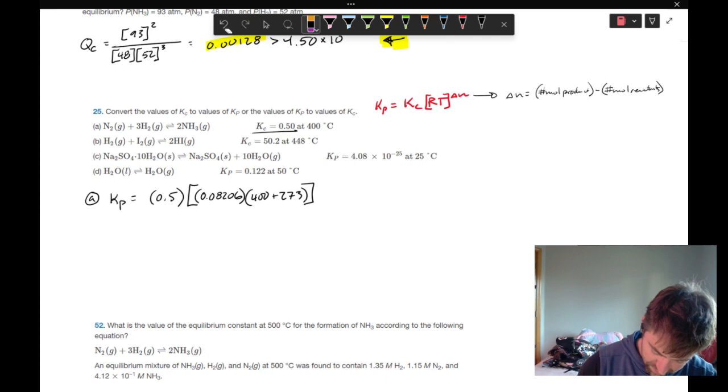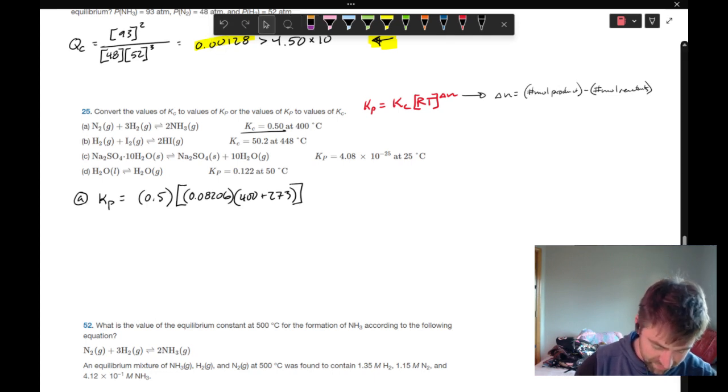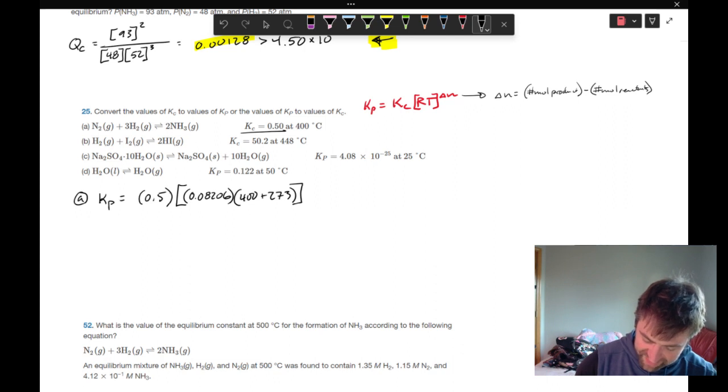That quantity, oops, need to show you how I got there. For delta N, the change in the number of moles, we take the number of moles of product minus the number of moles of reactants. This is simply in our balanced equation. We have 2 moles of product. We have 3 plus 1, so 4 moles of reactants. 2 minus 4 equals -2.